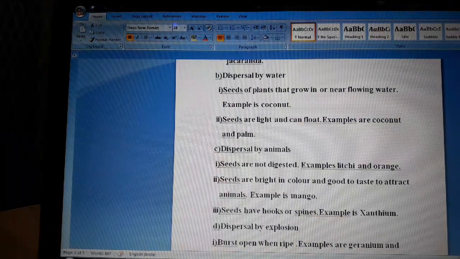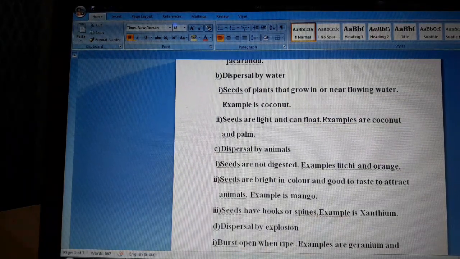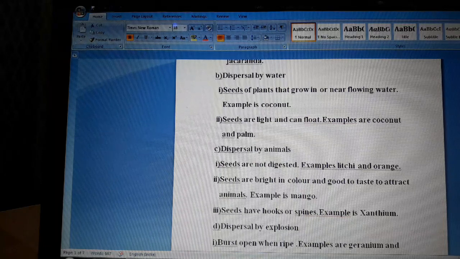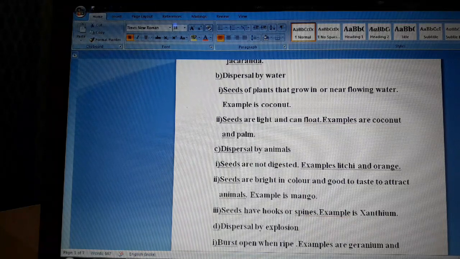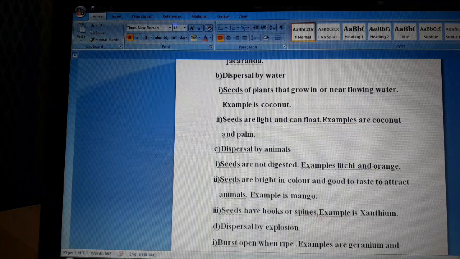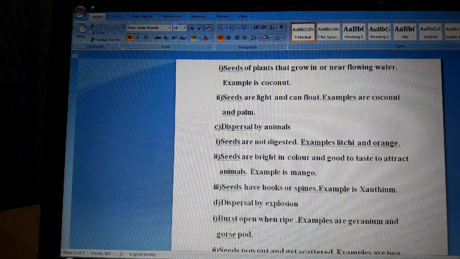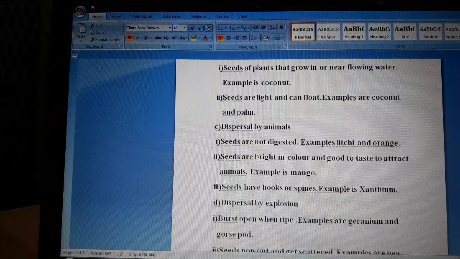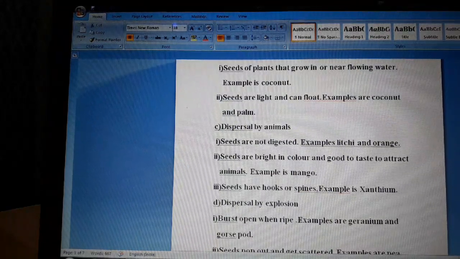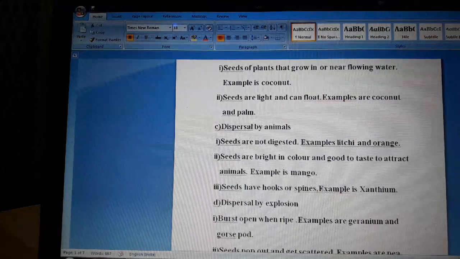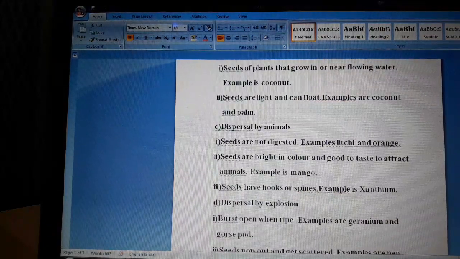Now we come to the next point, that is dispersal by animals. Dispersal by animals, is it clear? Dispersal by animals. Now what are the characteristics of seeds that are dispersed by animals? The seeds are not digested. The animals consume the fruit, but they cannot digest the seeds. Examples are lychee and orange.